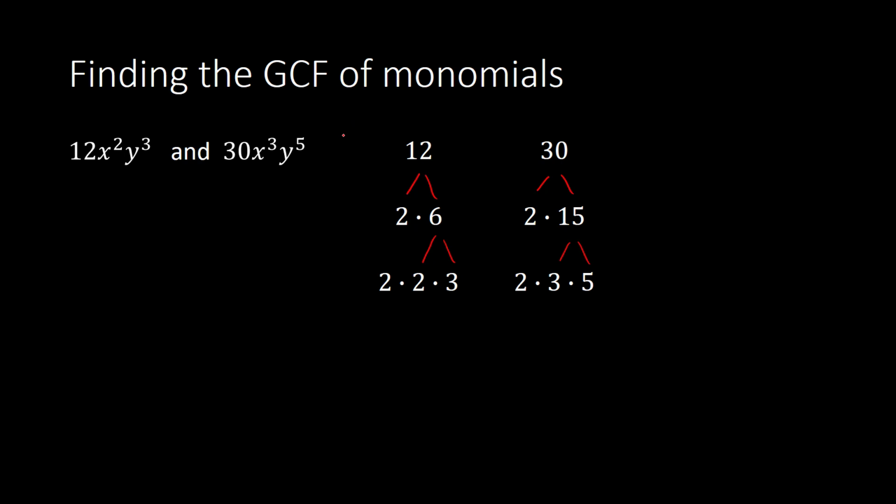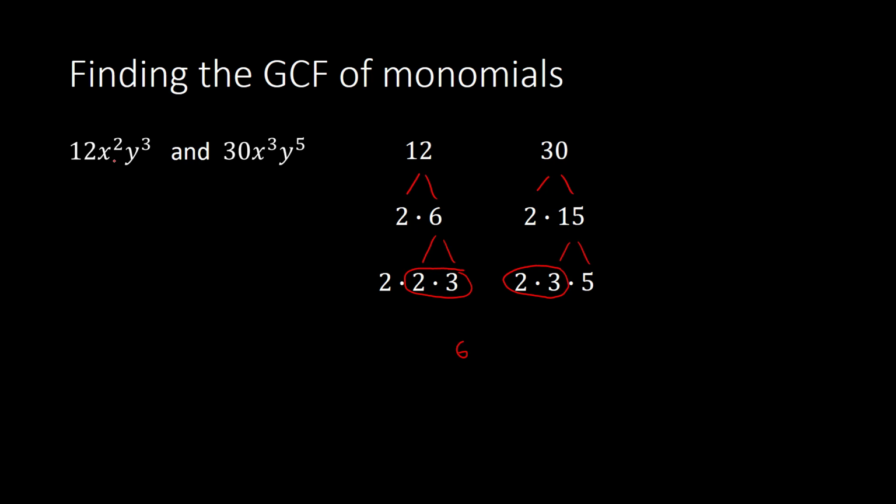So to find the greatest common factor of the 12 and the 30, we see what factors they have in common. Well, they both have a 2 and a 3 in common. So the GCF for the number portion would be 2 times 3, which would be 6.